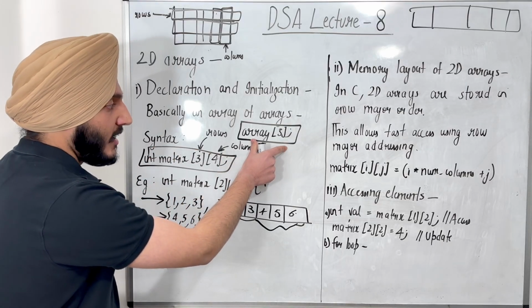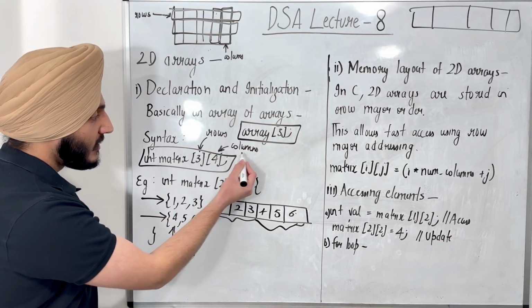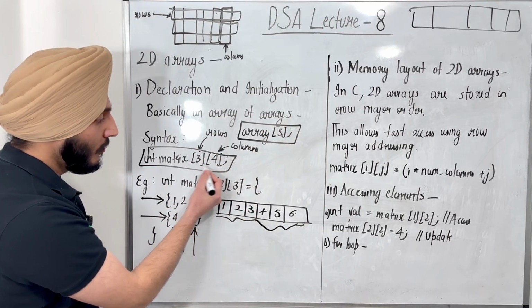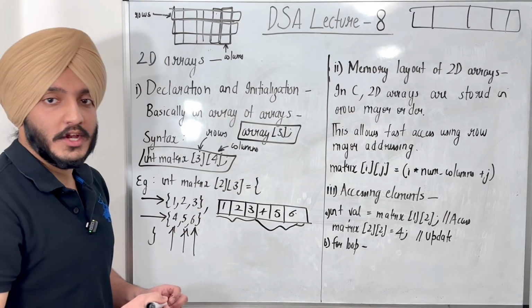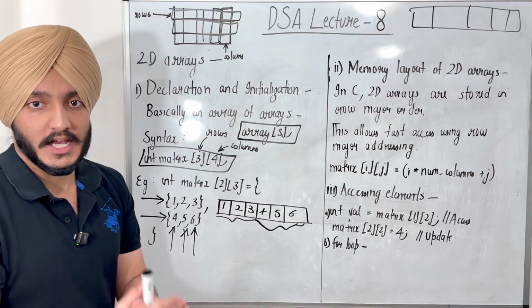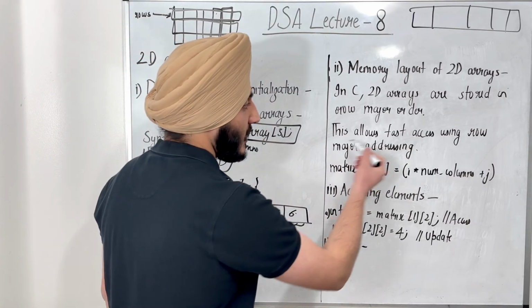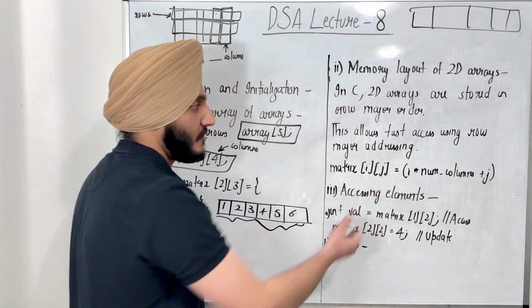In normal arrays, we can just enter the element. In 2D arrays, this is the row and this is the column. This represents the row, this represents the column. So we need to make sure that our visualization is clear and we know how to access the elements, right? So once again, this allows fast access using the row major addressing, right?